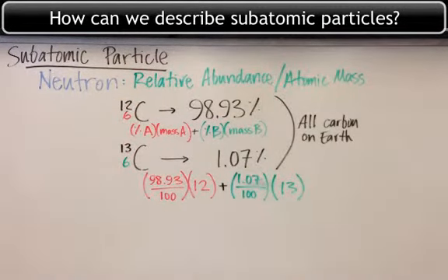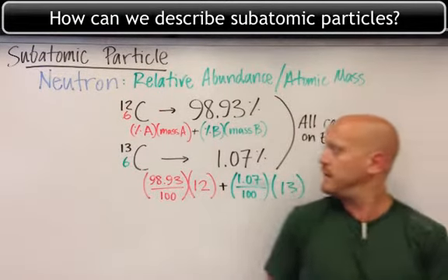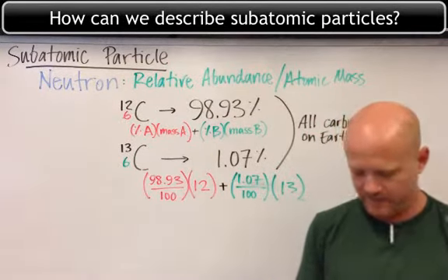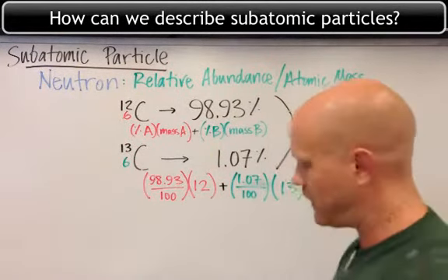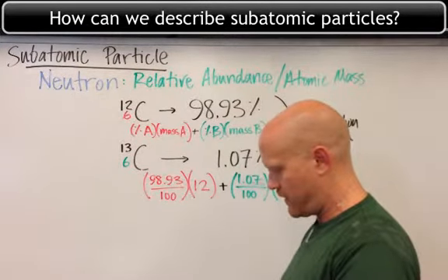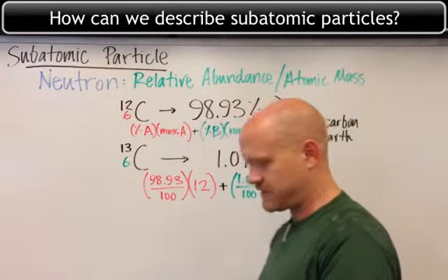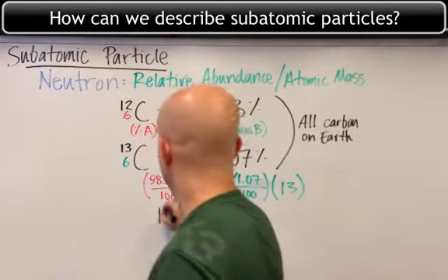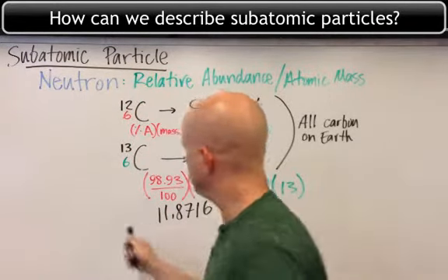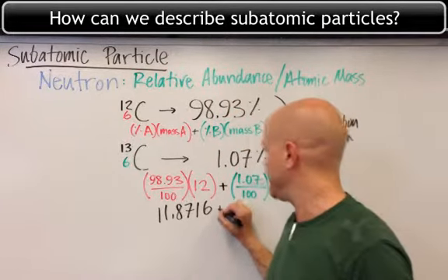Now I get my calculator out, and I'm going to do the math, and I'm going to write down the answer right underneath my problem. So I have 98.93 divided by 100 times 12 equals 11.8716. I'm going to write out all the numbers. We'll worry about significant figures later.